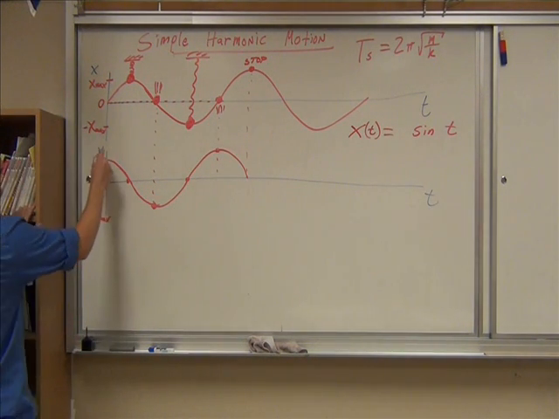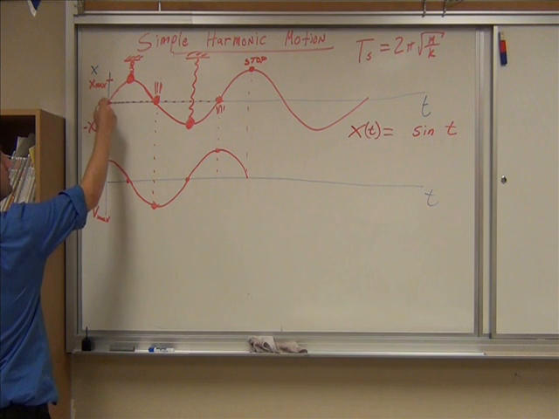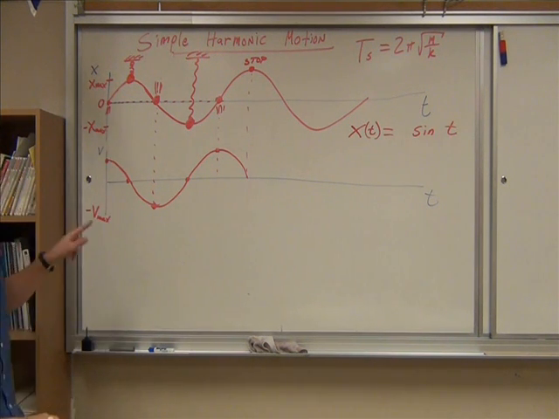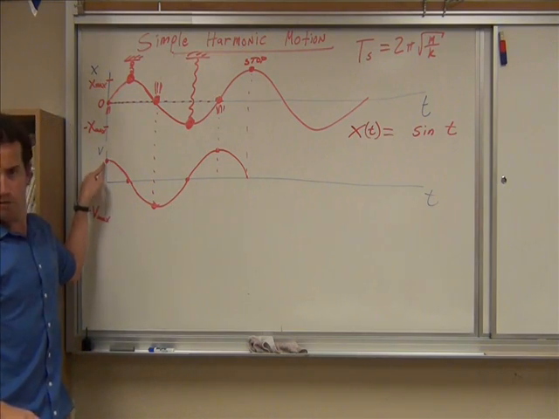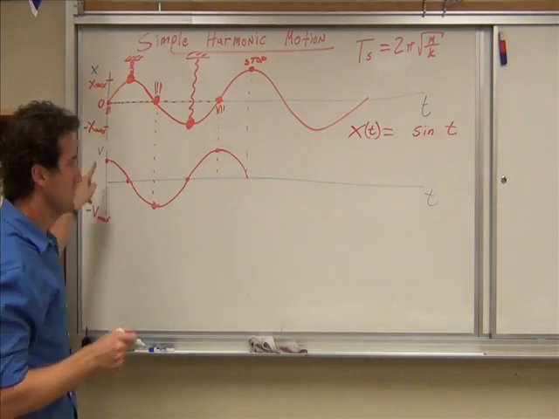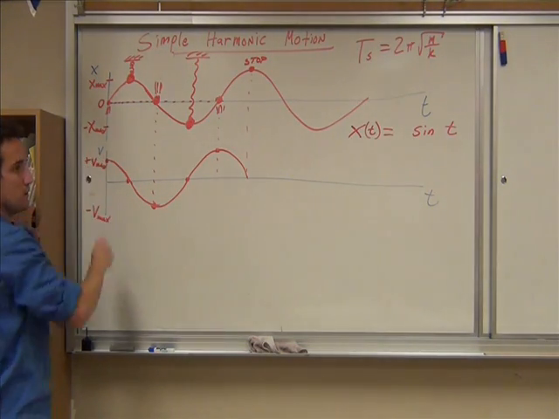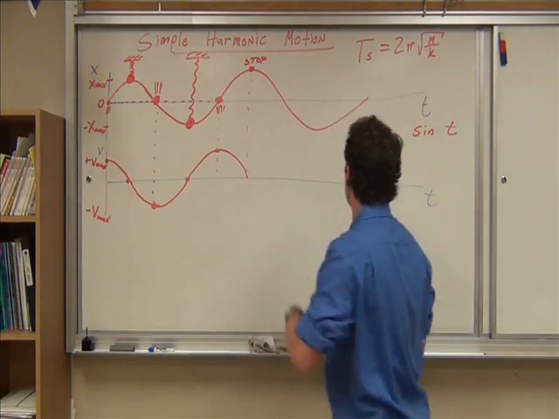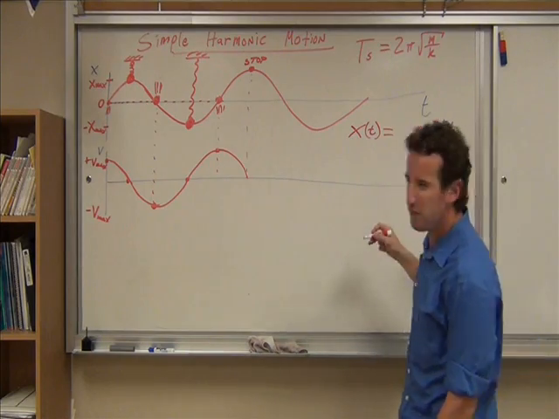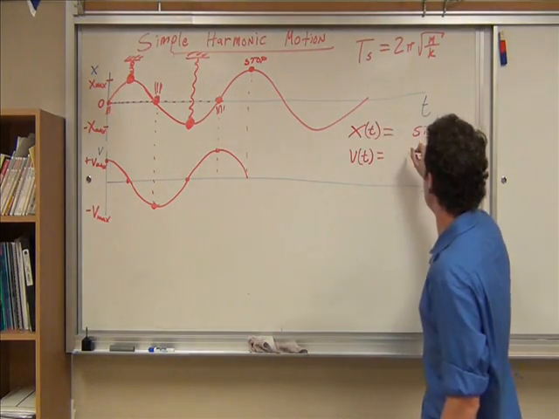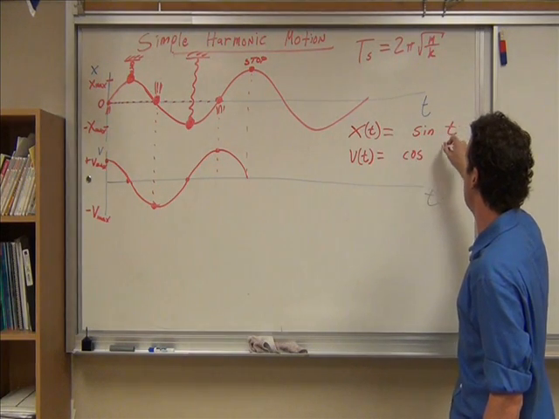Here is the very beginning, and at the beginning of our problem, the object is on its way up. This point right here is the maximum the velocity is ever going to be. Positive v max. We can see that if the x was a sine, then the v is going to be a cosine. So the velocity as a function of time is some sort of cosine of t.